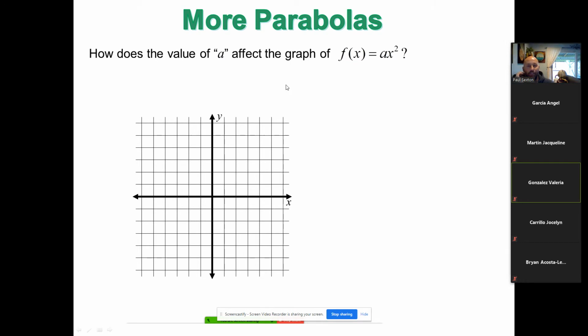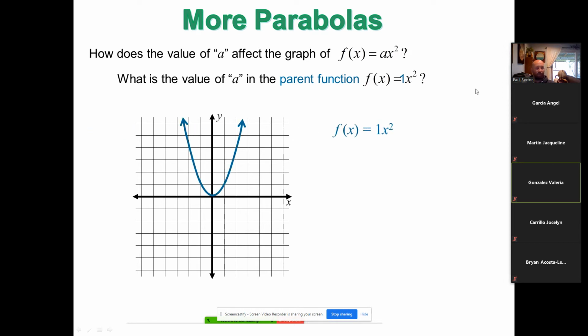Okay, so let's discuss how the a value affects the graph. That's our goal for today, just looking at the number in front of x squared. So what is the value of a in the parent function? We actually just talked about that, right? Remember, there's a hidden 1 there. We don't ever write it. We just say x squared, and everybody's supposed to know there's a hidden 1 there, okay? So there's my parent function.